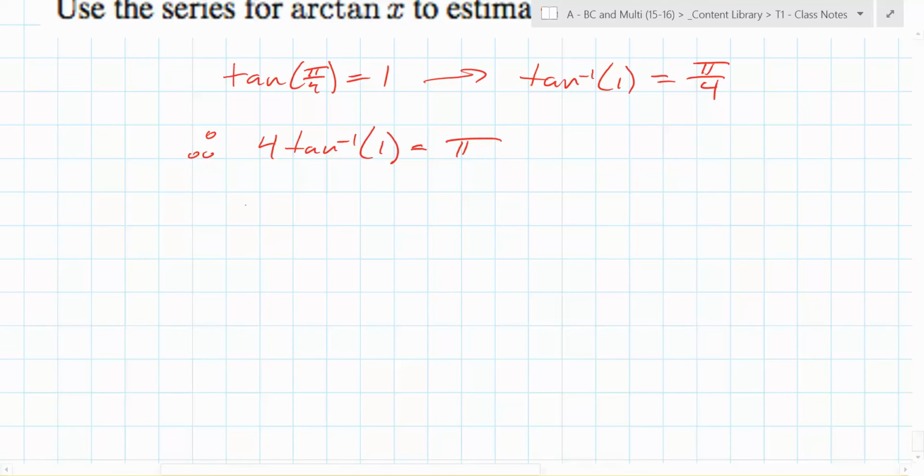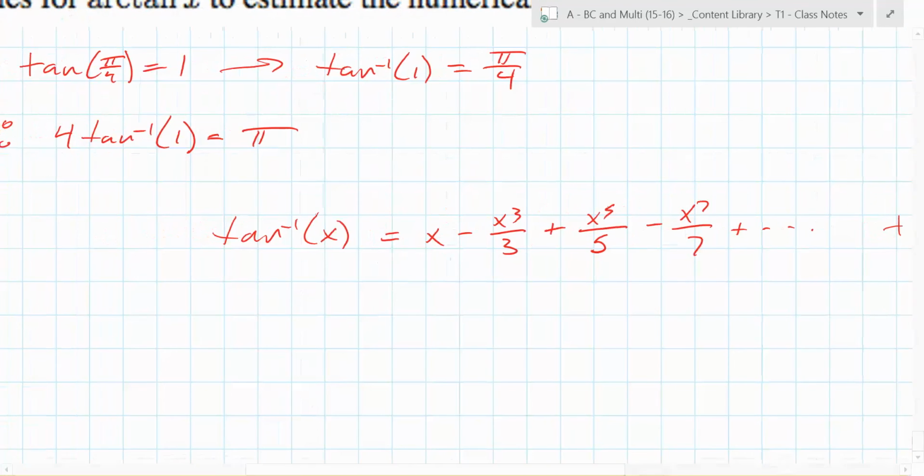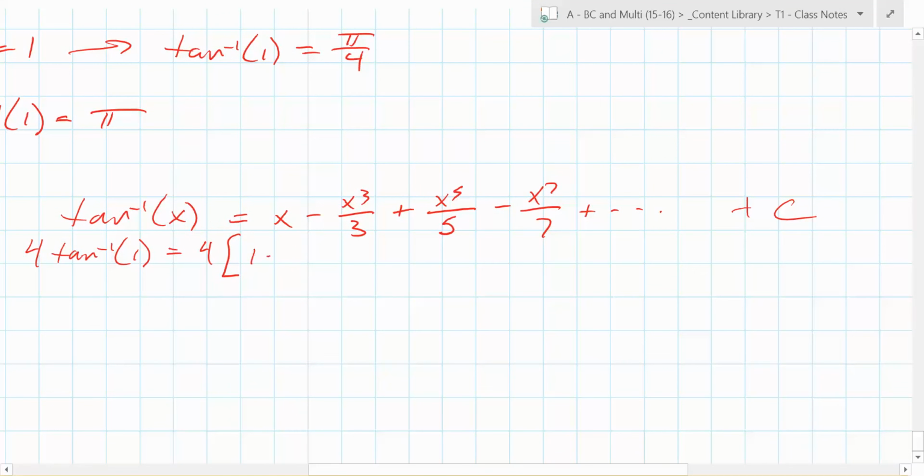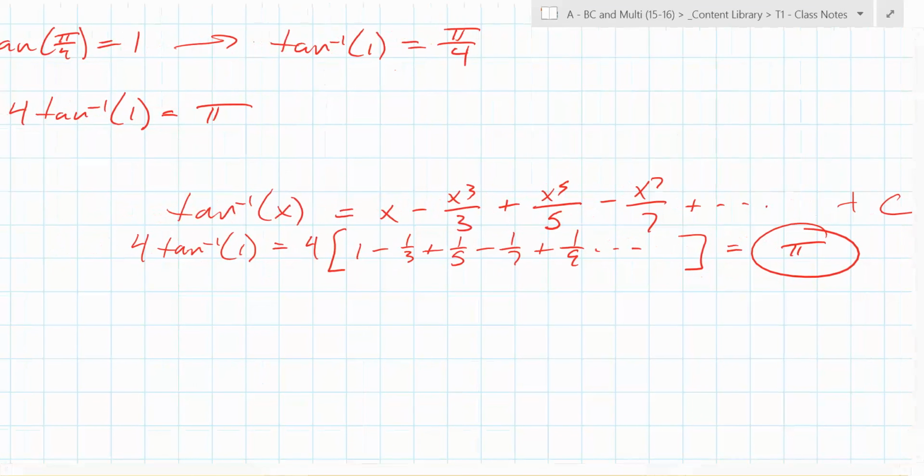So what should we do? Plug in 1. So 4 tan inverse of 1 is going to be equal to 4 times, and then what do you plug in here? 1. So you get 1 minus a 3rd plus a 5th minus a 7th plus a 9th, like this. That's pretty cool. So what's that equal to? Pi. That's pi. What happens with C? Oh, what happens to C? It's a good question. What happens to C? Go on. What happens to C?